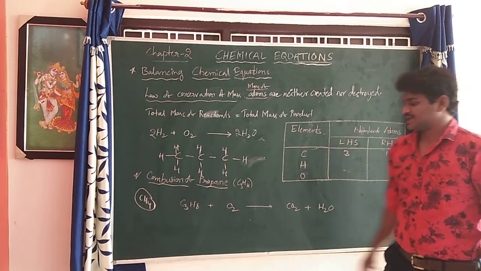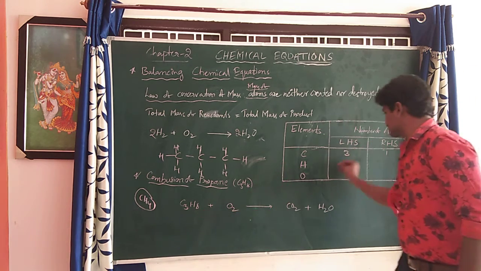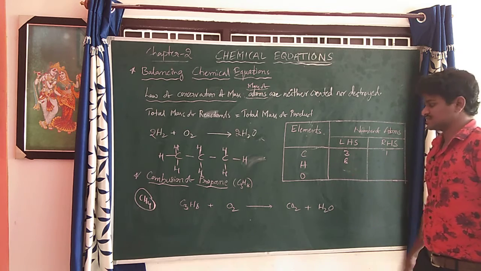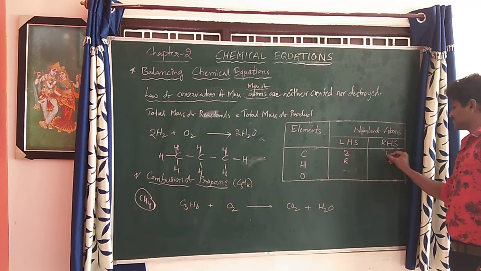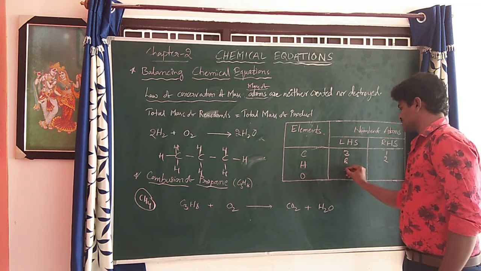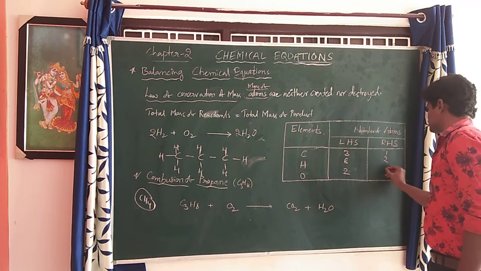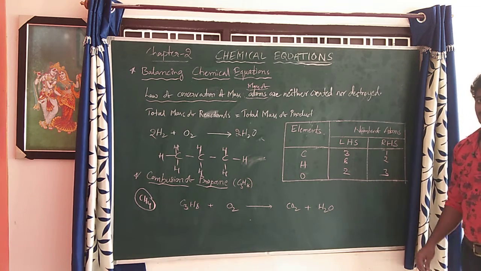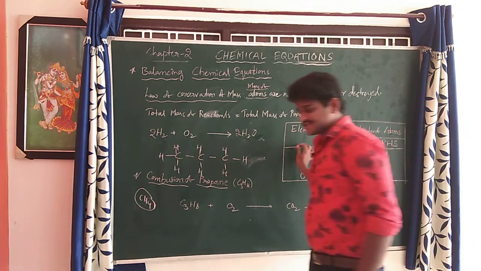Next hydrogens. How many hydrogens are there? 8 hydrogens. So you can write 8 hydrogens. And here only 2 hydrogens are there. And oxygen, 2 oxygens are there. And here 3 oxygens are there. Okay. You have to write in this way.